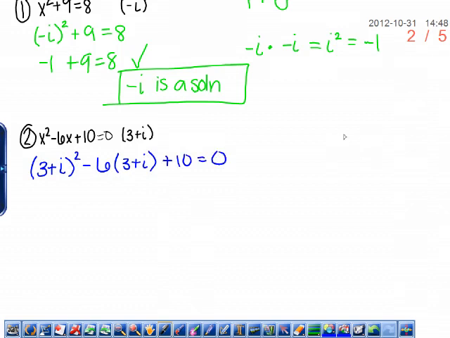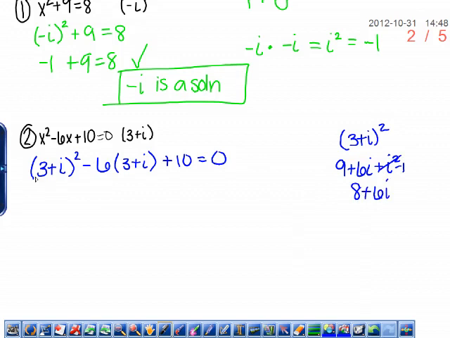So I'm going to go off to the side and square 3 plus i. Now remember, when you square a binomial, you can do the a squared plus 2ab plus b squared thing. So a squared would be 9, 2ab, good, plus 6i. Because think about it, you'd have 3i plus 3i. And then plus b squared, i squared. i squared, though, is the same as what? Negative 1. So how could I rewrite this? 8 plus 6i.